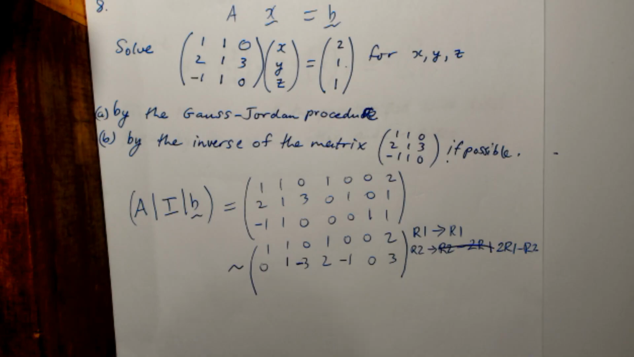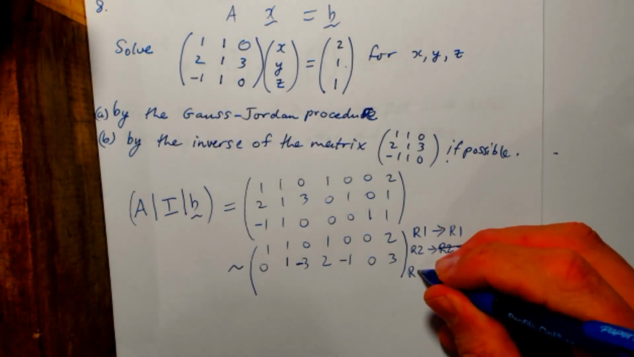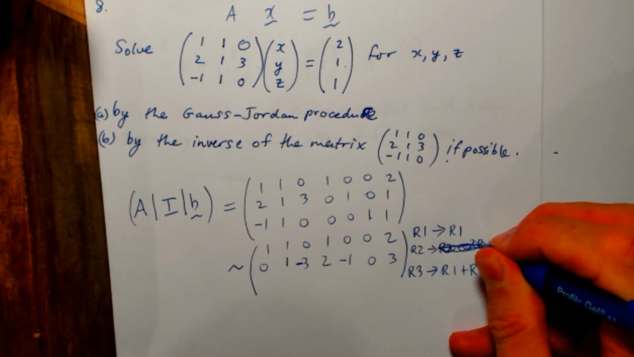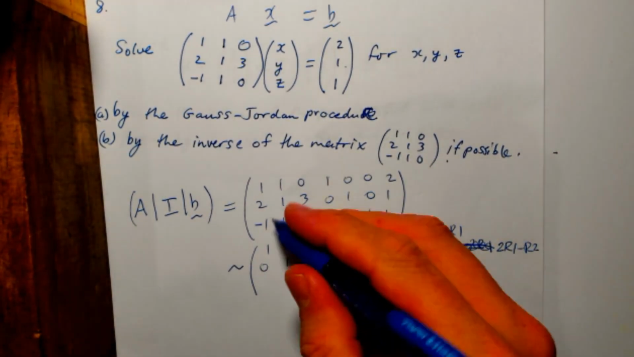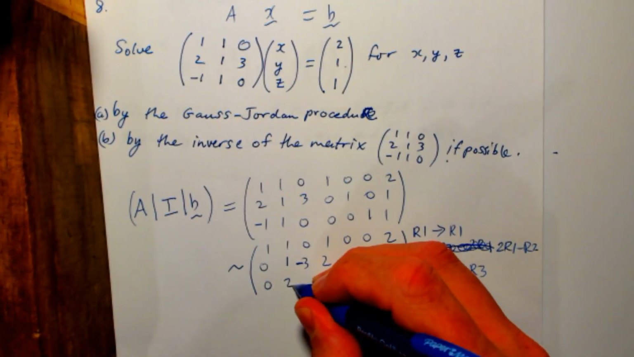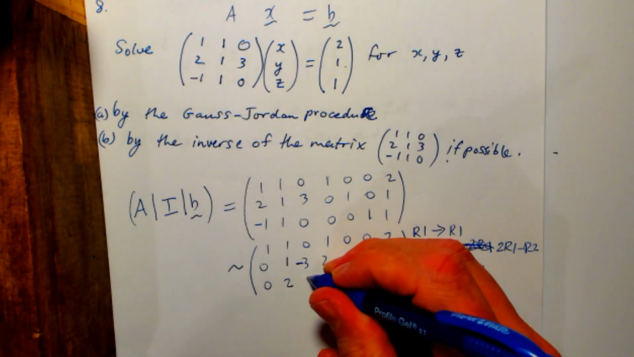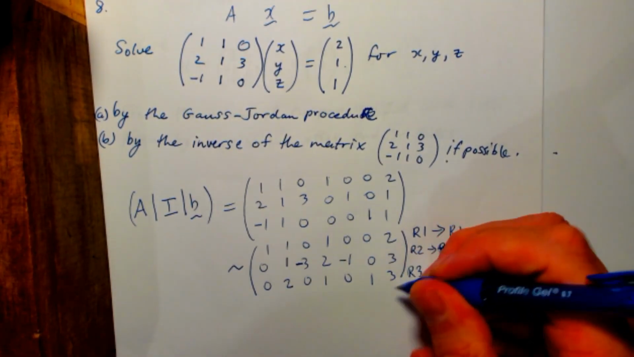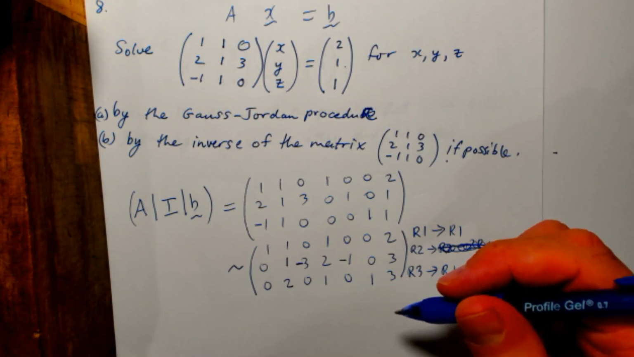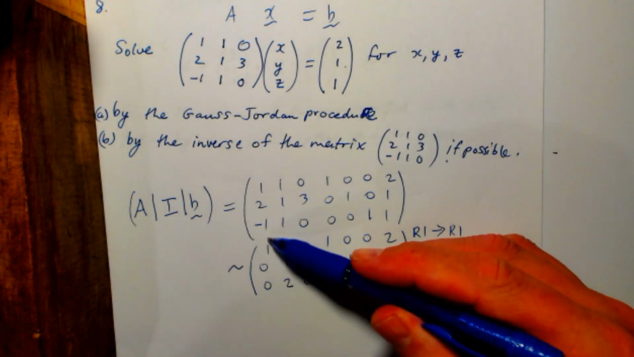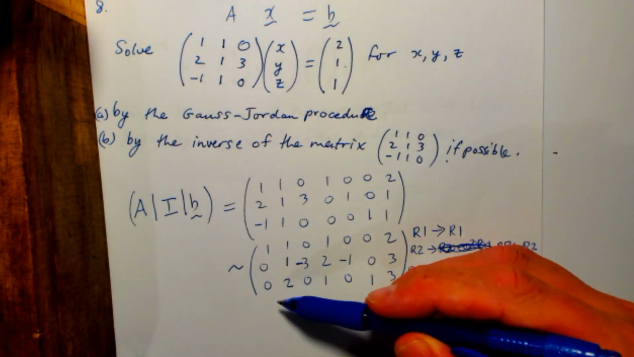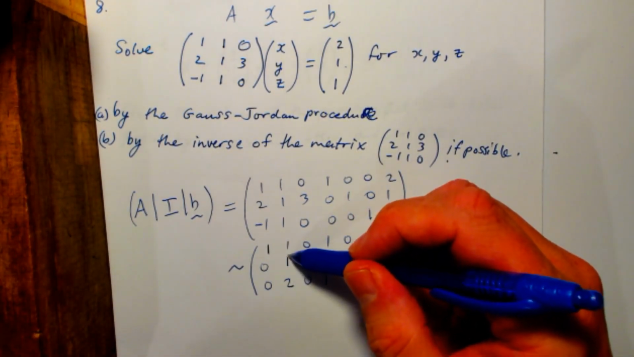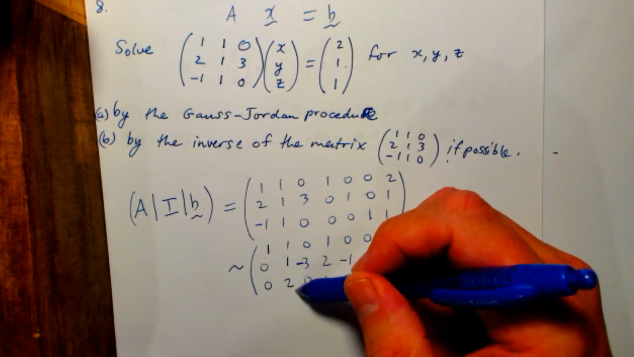Now, in the third row, we can replace the third row with the sum of row 1 and row 3. Alright, so that's easy. That gives us 0, 2, 0, 1, 0, 1, and 3. Okay, so goal 1 complete. We have 1, 0, 0 in the first column. So next we want to have 0, 1, 0 in the second column if possible.